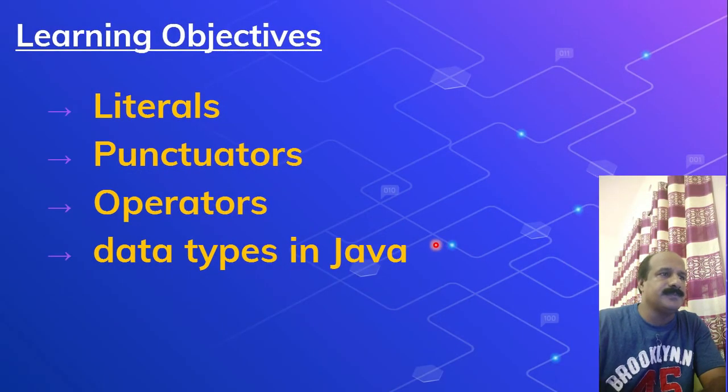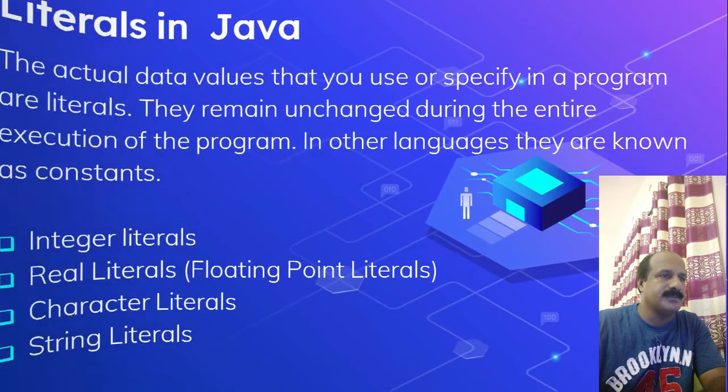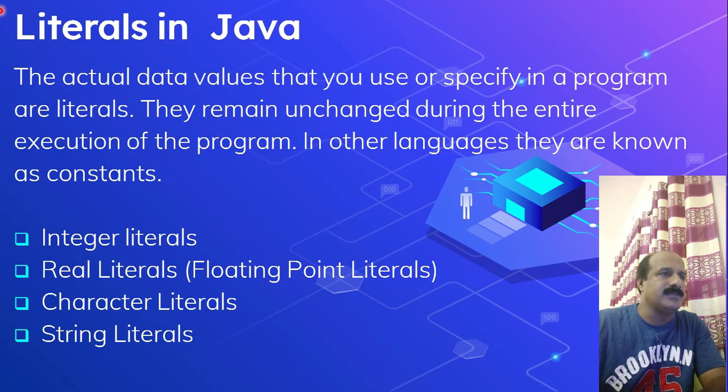So these are the learning objectives. Literals in Java. We are going to see what a literal is. The actual data values that you use or specify in a program are literals. They remain unchanged during the entire execution of the program. In other languages, they are known as constants. So constants here in Java are known as literals.